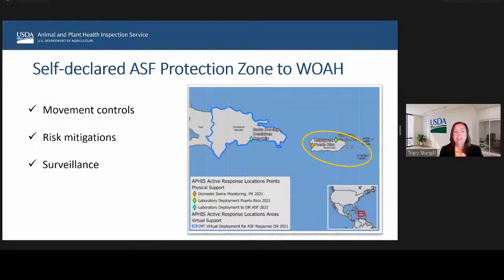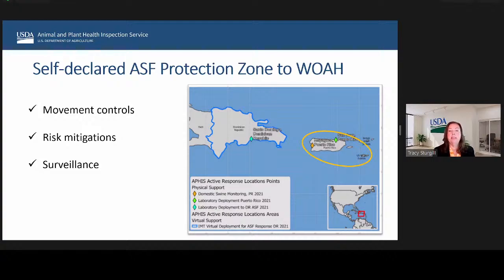So the third tactic, and again, Dr. Zepeda briefly discussed protection zones, but what APHIS did is, following the detection of African swine fever in the Dominican Republic and Haiti, APHIS established in September 2021 a self-declared protection zone around Puerto Rico and the U.S. Virgin Islands. At the same time, APHIS also self-declared historical freedom from African swine fever for all 50 states and its territories. And this involves submitting a comprehensive dossier to WOAH for review and publication.